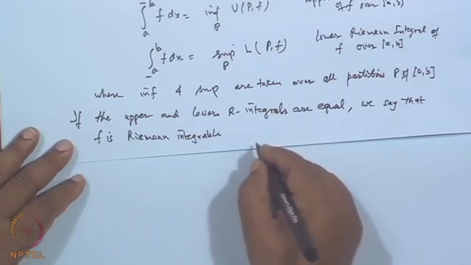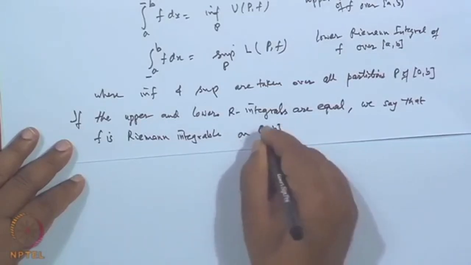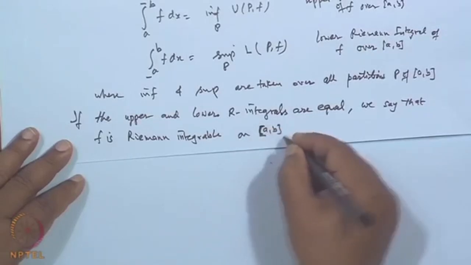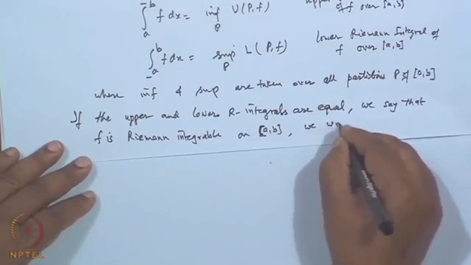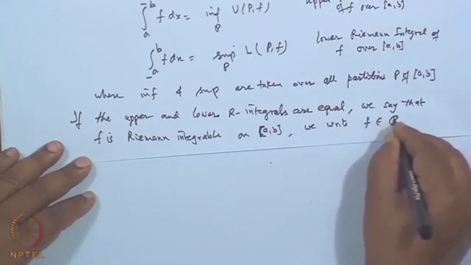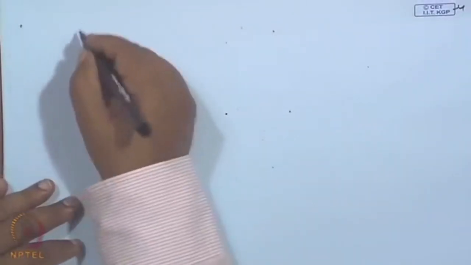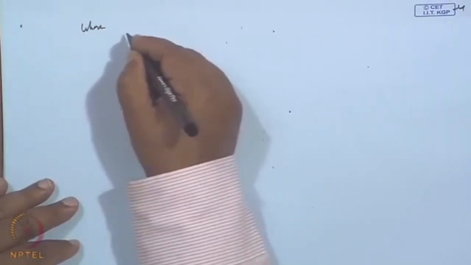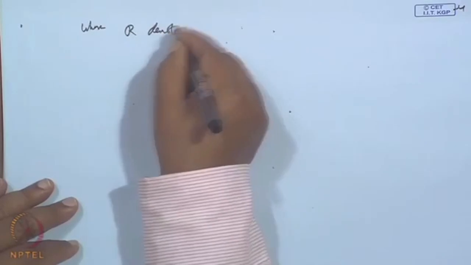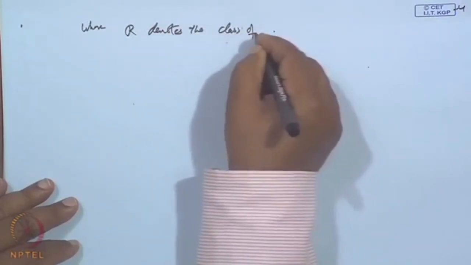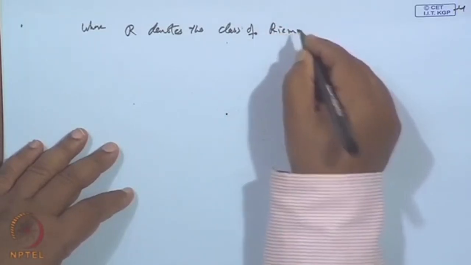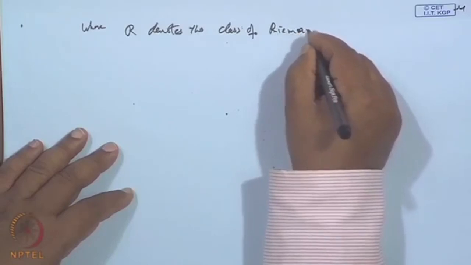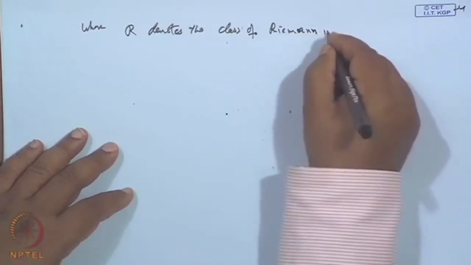F is Riemann integrable on the closed interval [a, b], and we denote this by writing f belongs to R, where R denotes the class, or set, of all Riemann integrable functions.